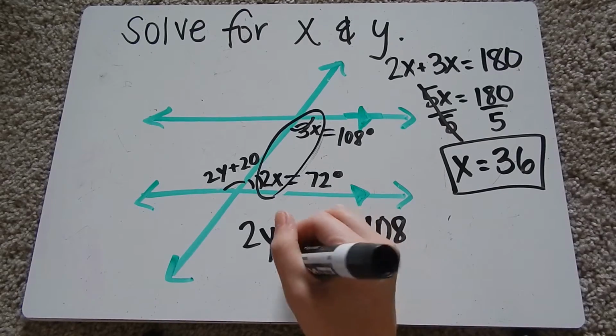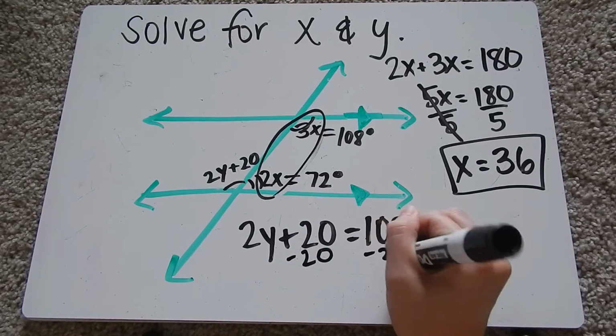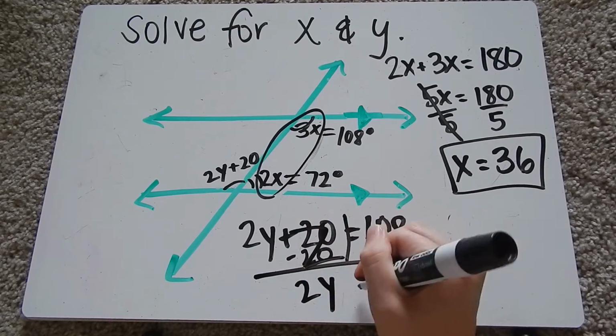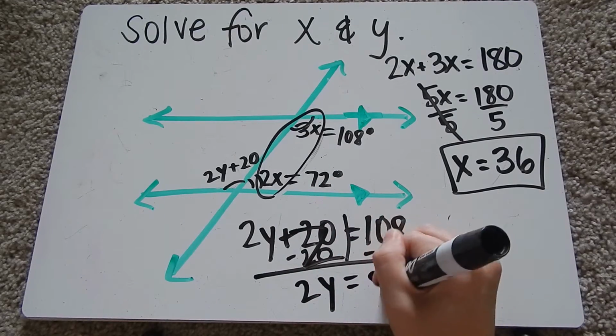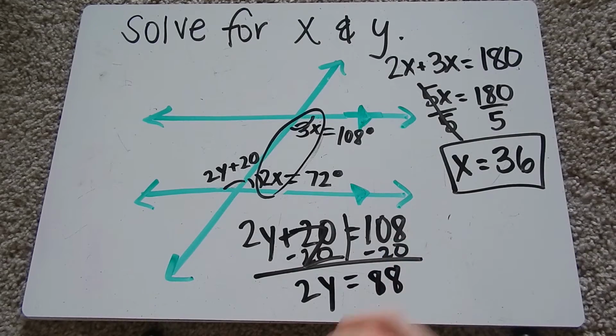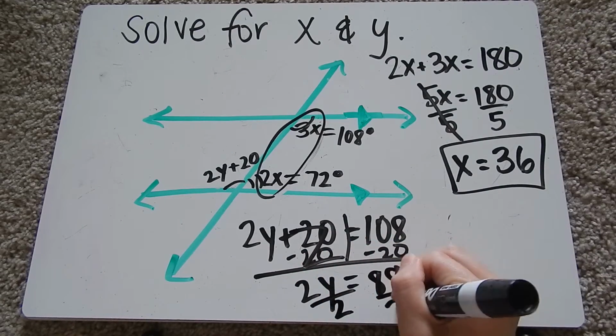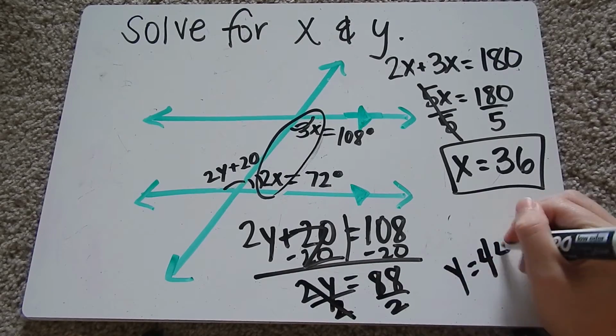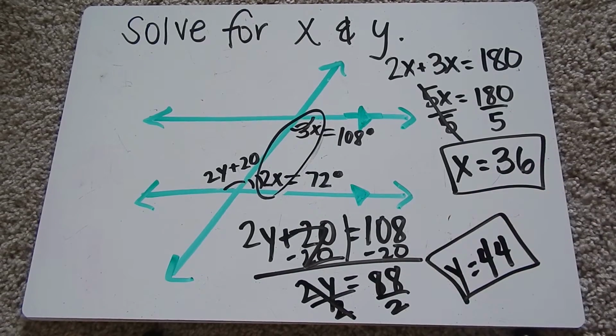Now we just solve, so I'm going to subtract 20 from both sides. I get 2y, these 20s cancel out, equals 88. And divide by 2. The 2's cancel out there. I get y is equal to 44. And that is my second answer there.